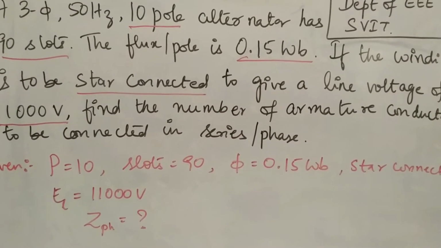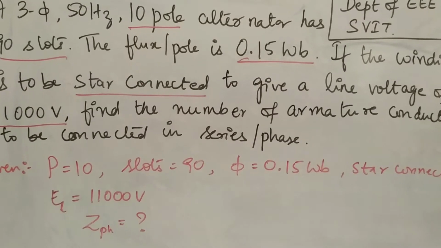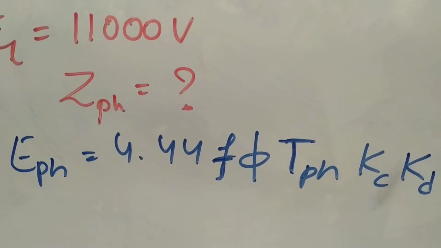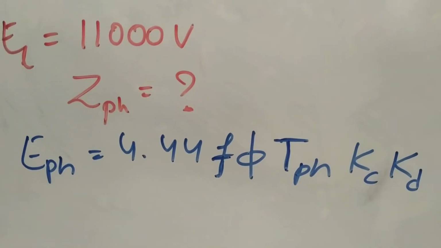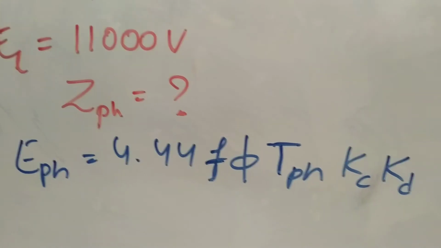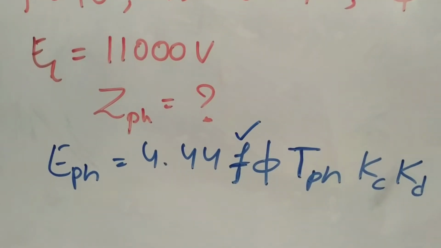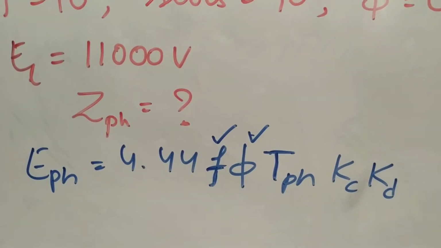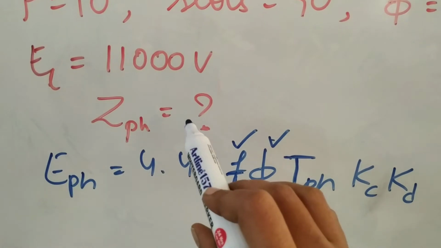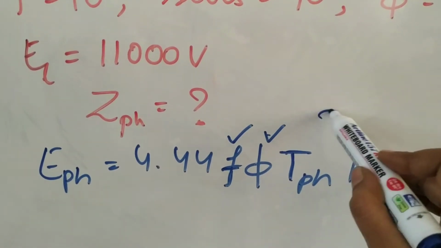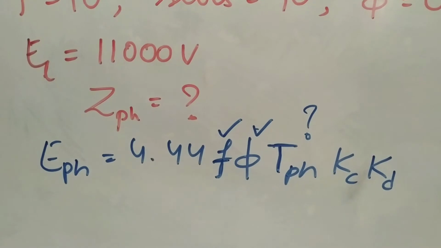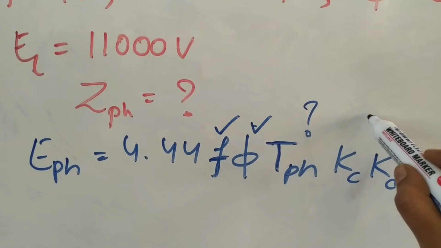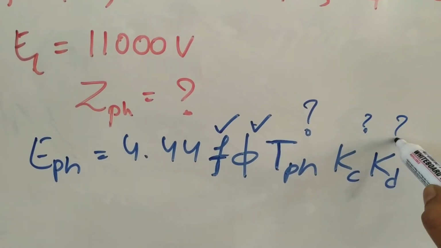So how to solve this? Again, we need to refer to the EMF equation of an alternator, which is given by E phase is equal to 4.44 F psi T phase Kc Kd, where the frequency is known, which is given as 50 Hz, and the flux is given. Now we have to find out the major thing. To determine the number of conductors, we have to find out the turns per phase. Then only we can determine Z phase. Before that, we need to find out the Kc value and the Kd value.